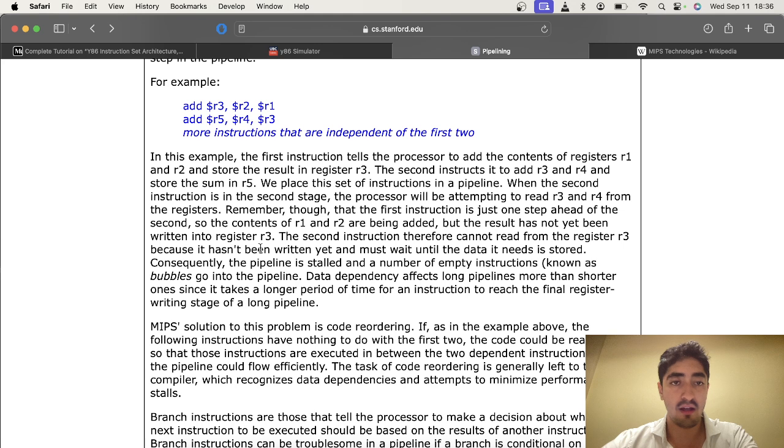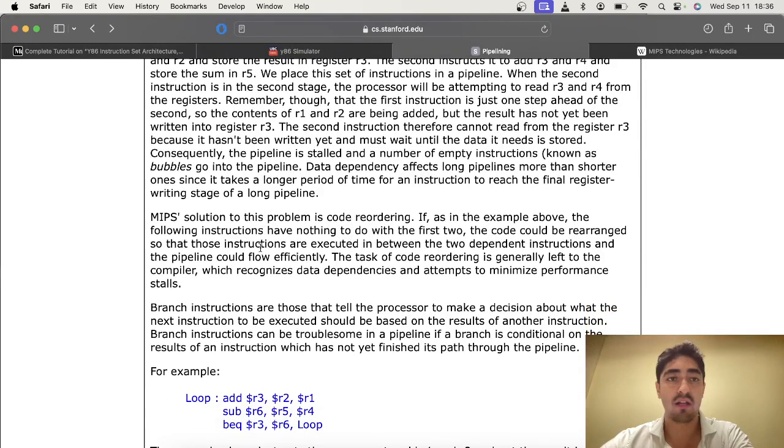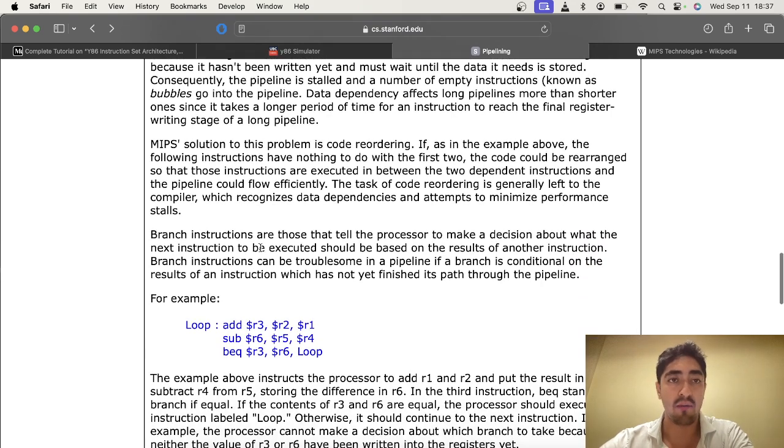Consequently, the pipeline is stalled and a number of empty instructions known as bubbles go into the pipeline. Data dependency affects long pipelines more than short ones, since it takes a longer period of time for an instruction to reach the final register writing stage of a long pipeline. MIPS's solution to this problem is code reordering.